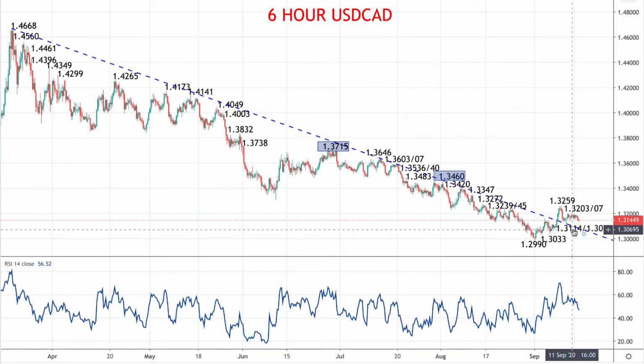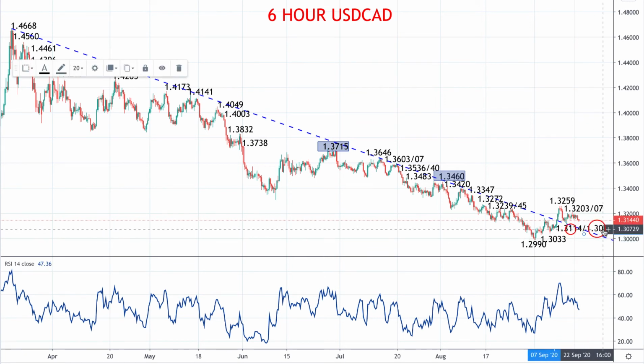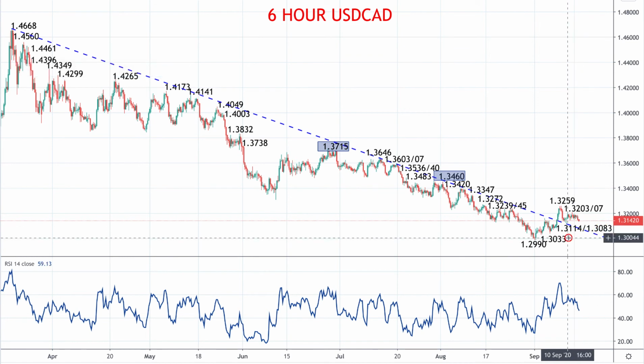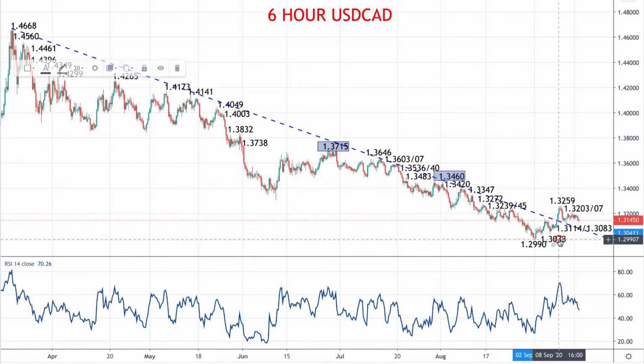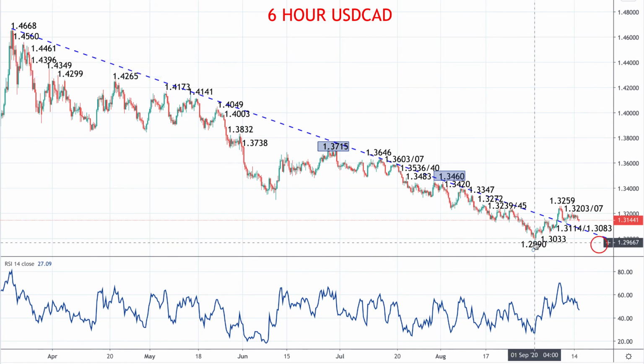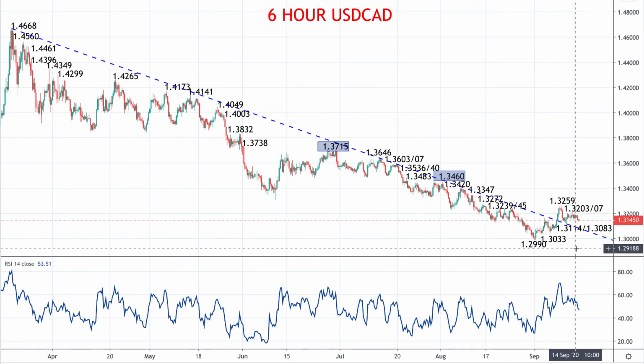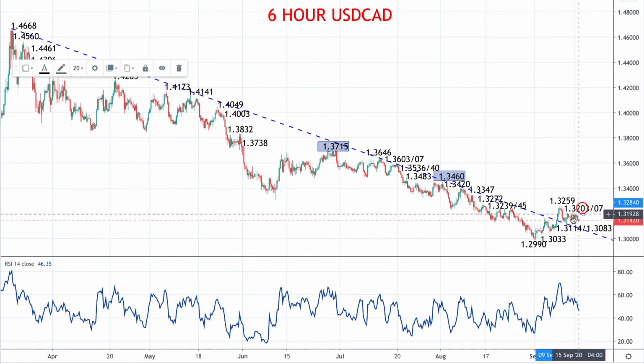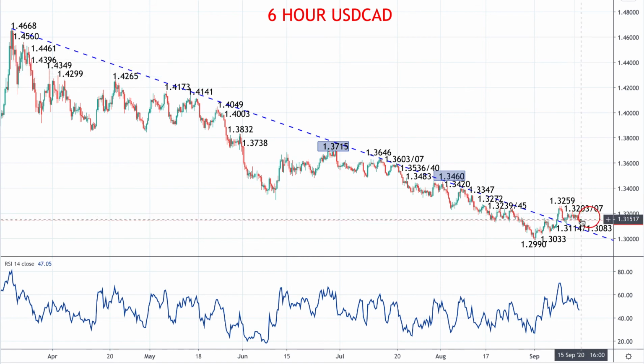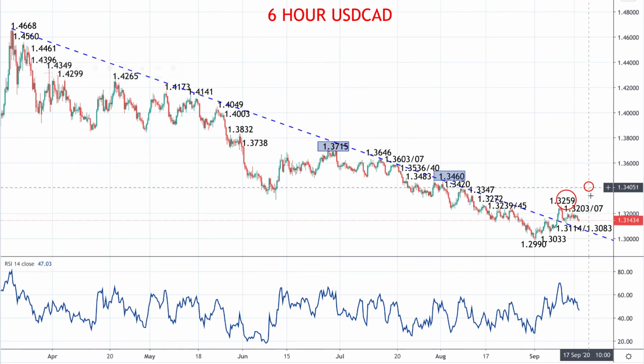Downside targets in the very near term, 131.14 and 130.83 below, with potential going into this week back to 130.33 and even down to 129.90, that very early September low. On the top side, if the market takes out this resistance around 132.03, then it could easily be back up to the peak there at 132.59.